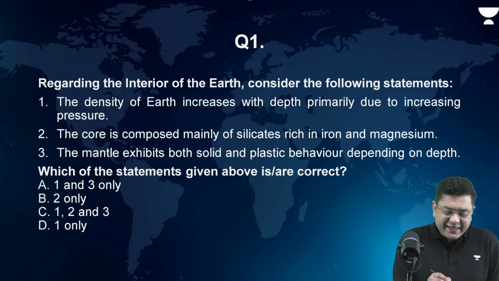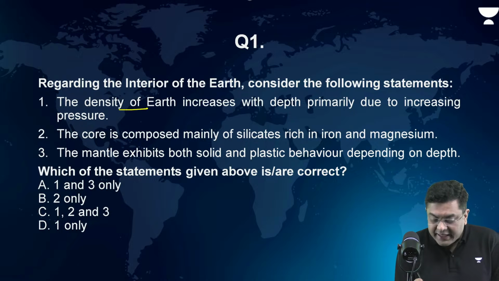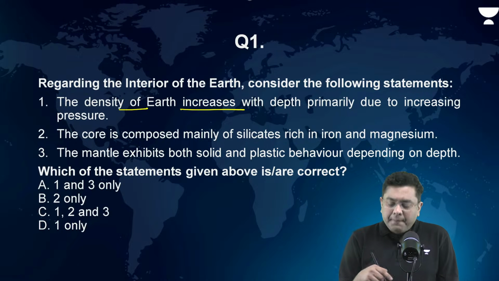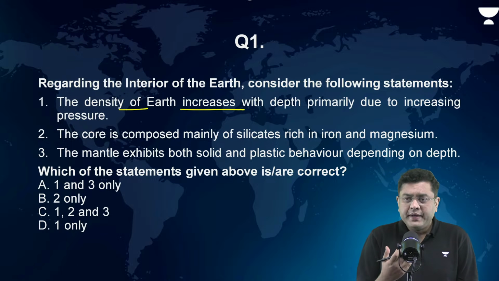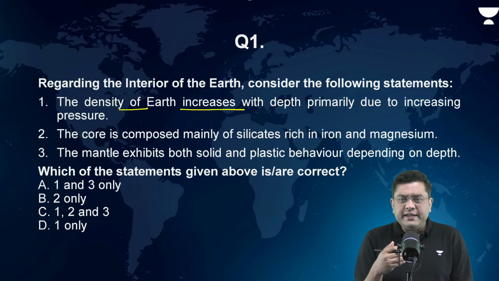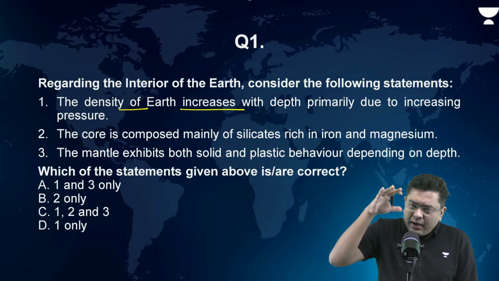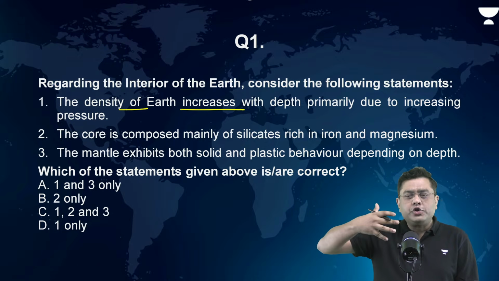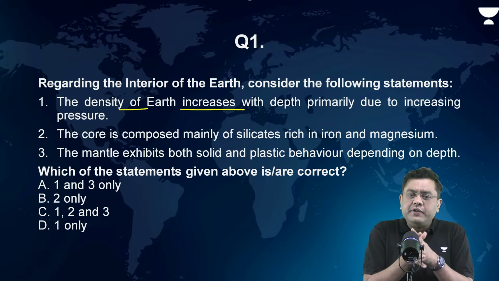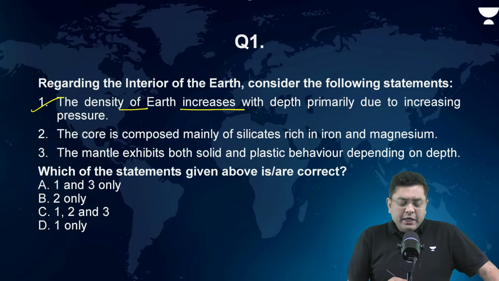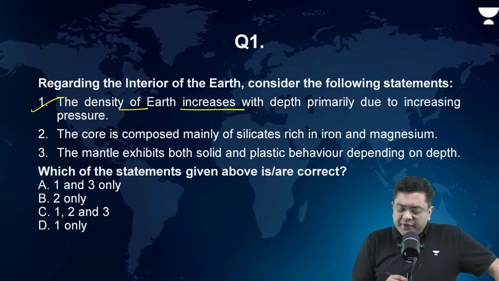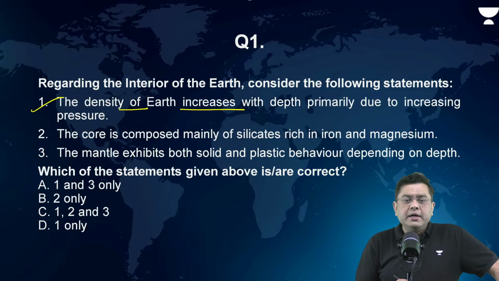Now, first statement, the density of Earth increases with depth primarily due to increasing pressure. This is true. As you move greater into the depth, the compressional force tends to increase, so materials are much closer to each other. So the first statement is correct. Second, the core is composed mainly of silicates rich in iron and magnesium.